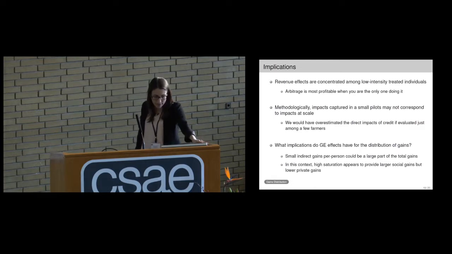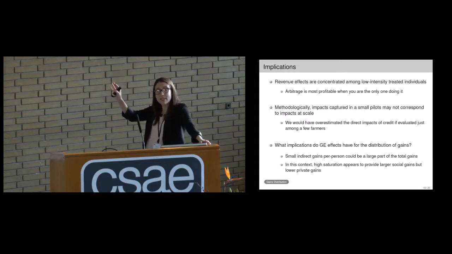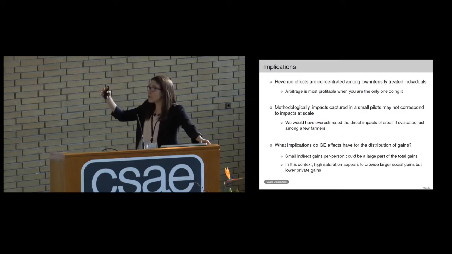And then finally, we think in the paper a little bit about what implications these GE effects might have for the distribution of the gains. We find these small indirect gains per person, small as they may be, are actually accruing to a large number of people. A lot of folks aren't borrowing and are potentially benefiting from these smoother prices. This could be a large portion of the gains from this loan product. And we calculate, according to our point estimates in the previous table, that in this context, even though the direct private gains to borrowers are lower at high saturation, there are actually larger social gains at high saturation given these potential indirect benefits.